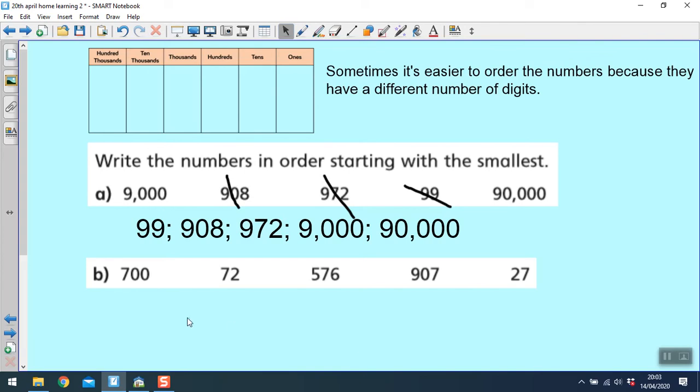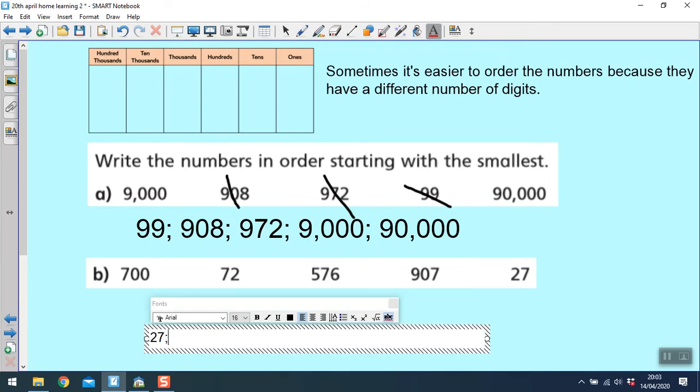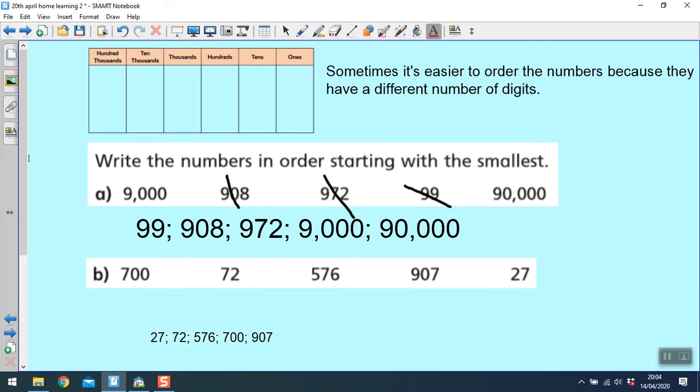For the next one, I've got to do the same thing, start with the smallest number and put them in order. Here I've got quite a lot of similar digit numbers. I've got 2-digit numbers and 3-digit numbers. So it just means I've got to look a little bit harder. Start with the smallest. I'm going to look at the 2-digit numbers first. 27 is the smallest number. 72 is next. Then I've got 3 3-digit numbers. So I'm going to have a look at the hundreds number. 700s, 500s, 900s. So 576, 700, and then 907 is the biggest number.